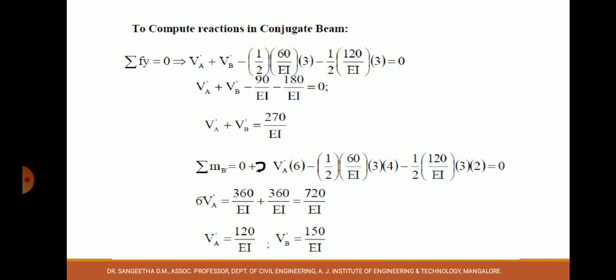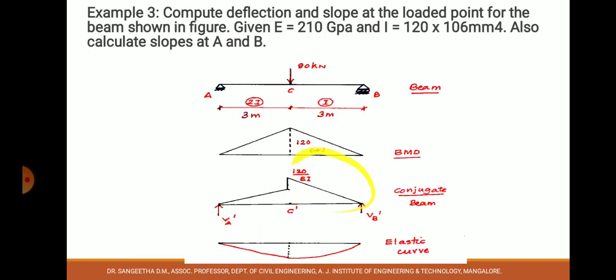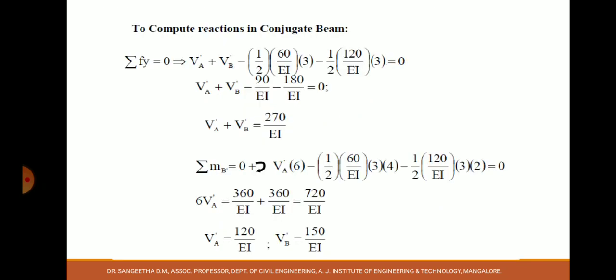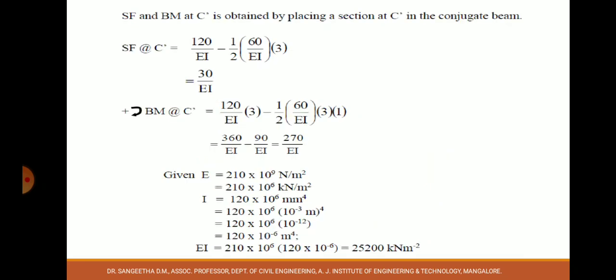Next, the other triangle, half into base 3 meter, 120 by EI, and its CG distance to B dash is 1/3 from the base, 2/3 from the apex. So from the apex it is 2/3 of 3. The 3 and 3 get cancelled and the remaining is 2 here. When you solve this, you will get VA dash and VB dash.